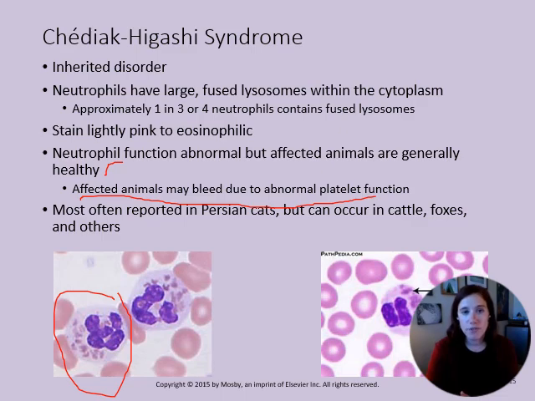Most often, we're going to see this in our Persian cats, like we've talked about before. But we can see Chediak-Higashi syndrome in cattle, foxes, and maybe some other wildlife. So make sure that you have that picture in your notebook too, and differentiate between lysosomal storage, Birman, and then your eosinophils.